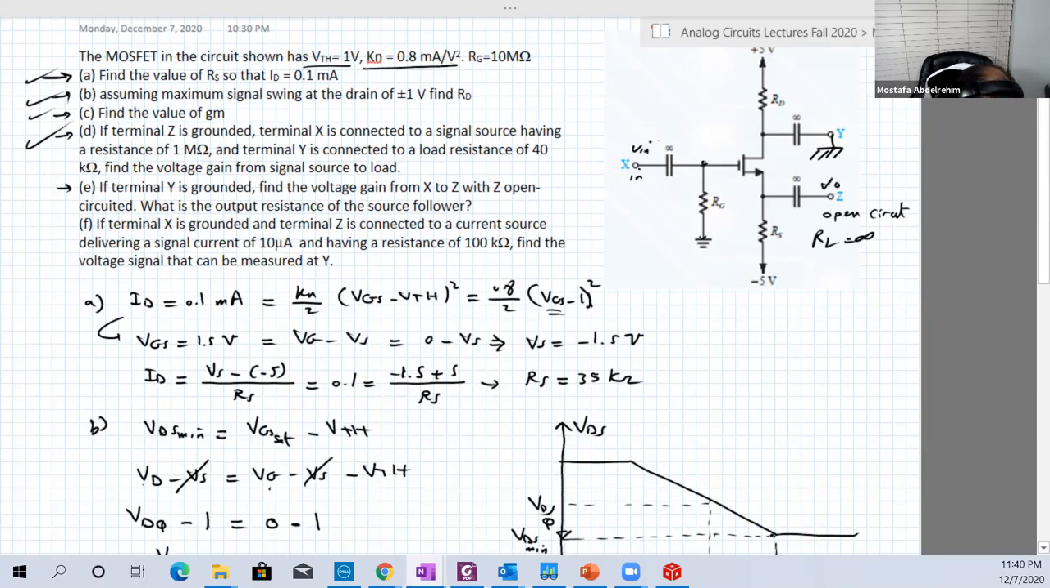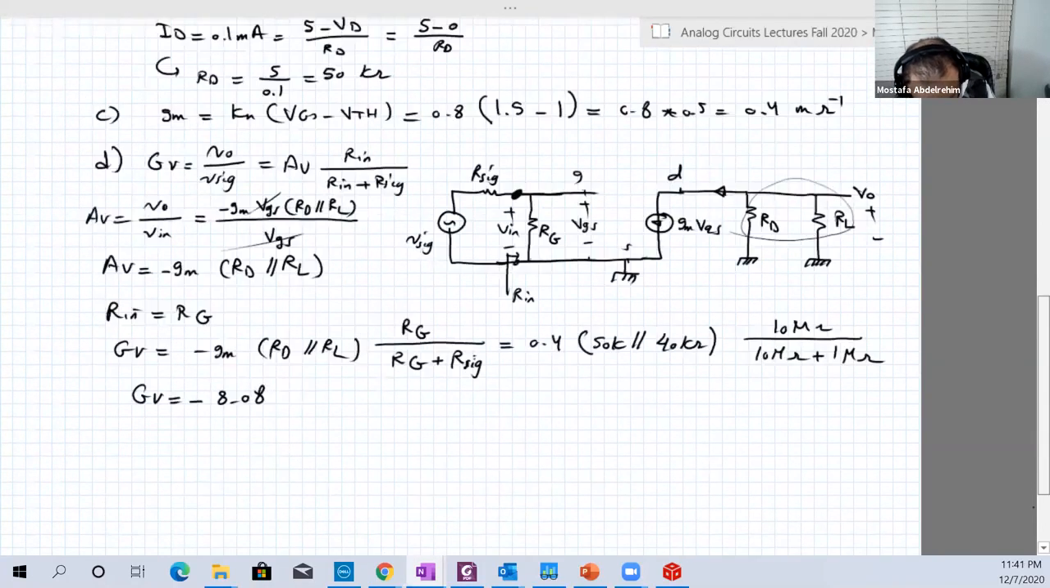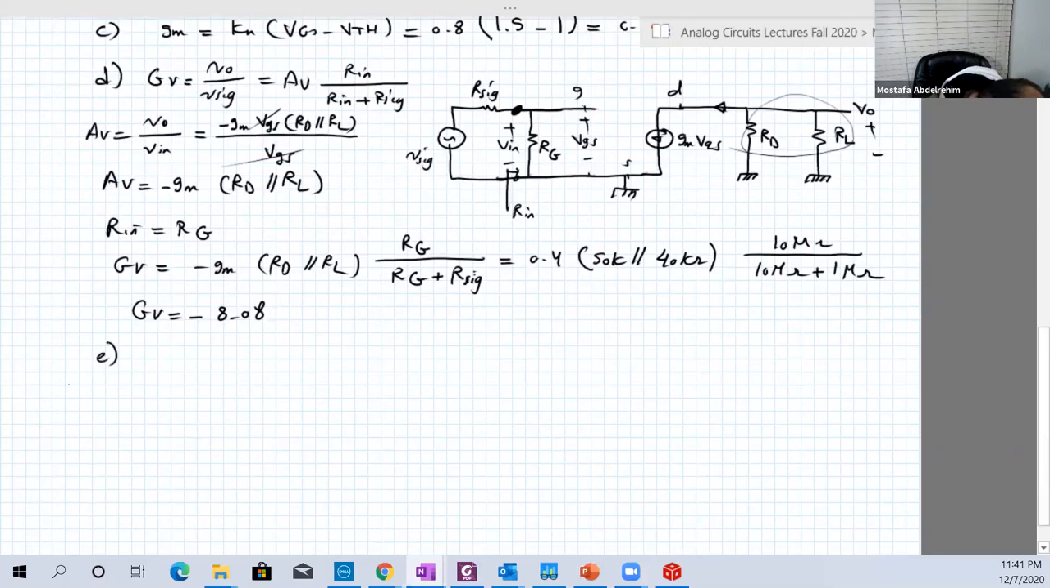Okay, good. And basically, if you have the input at the gate and the output at the source, this is common drain amplifier. And common drain amplifier is called source follower. And in that case, it actually asked also for the output resistance of that source follower, which should be very small. Let's do that. Let's draw the equivalent circuit. So this is E now.